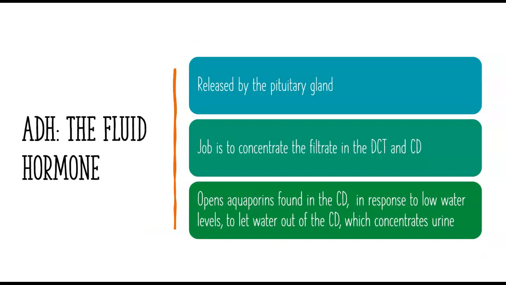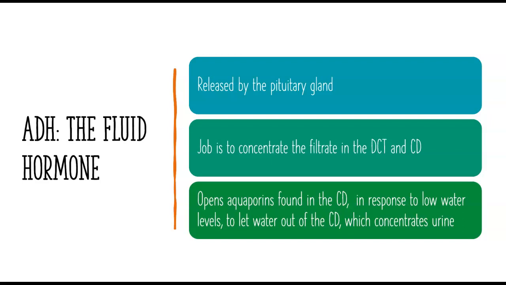So this is all going to be driven by a hormone called ADH, antidiuretic hormone. This hormone is released by the pituitary gland. Its ultimate job is to concentrate the filtrate in the collecting ducts and in the distal convoluted tubule. So it's going to determine whether your urine is very concentrated, meaning there's less water in it, or whether it's really dilute, meaning there's more water in it.